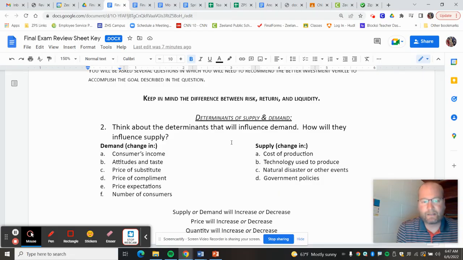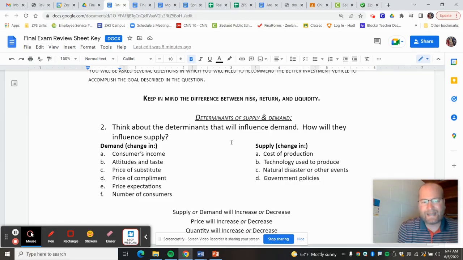The price of a complement could affect things. If the price of ketchup goes way up, people aren't going to want to buy ketchup as much. So the demand for ketchup will go down, as will probably the demand for mustard. The price of mustard might not change, but nobody's going to buy mustard because usually you don't buy mustard if you're not buying ketchup.